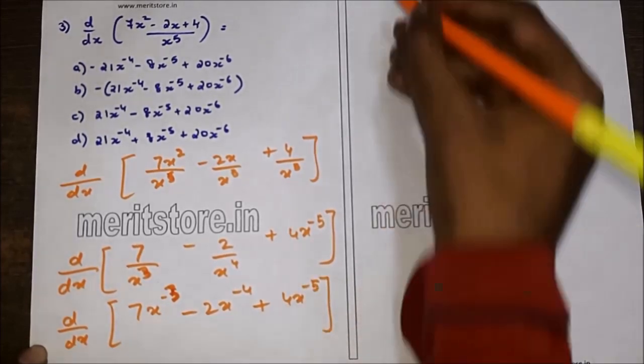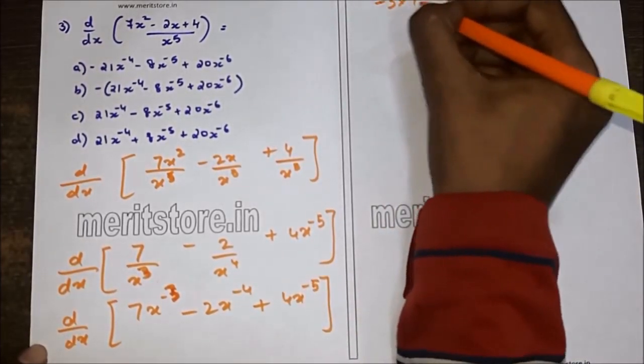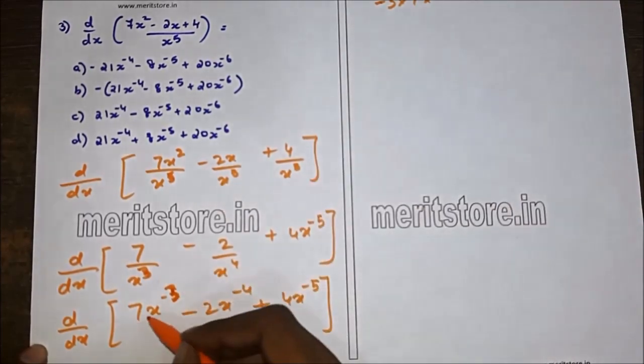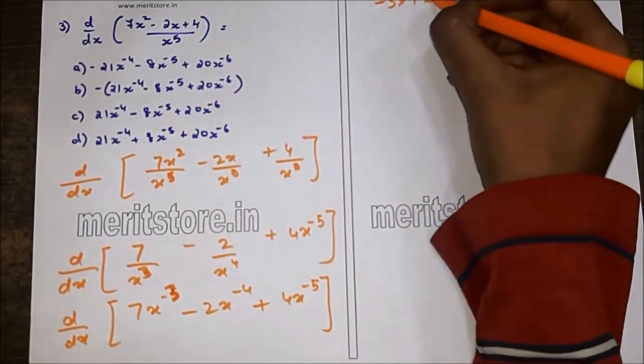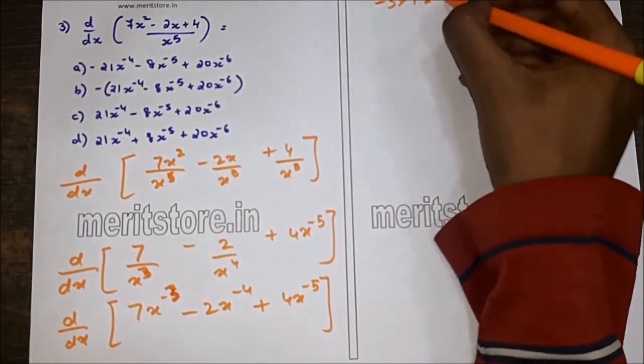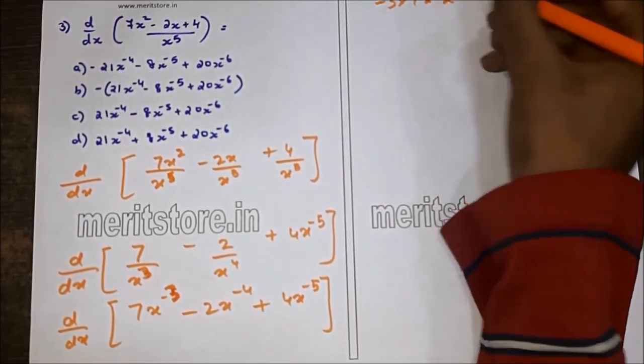Now we differentiate it. We get minus 3 into 7 into, this is n into x raised to n minus 1, the differentiation of x raised to n. That is minus 3 into 7 into x raised to minus 3 minus 1.